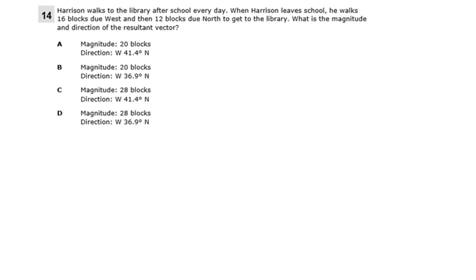Harrison walks to the library after school every day. When Harrison leaves school, he walks 16 blocks due west and then 12 blocks due north to get to the library. What is the magnitude and direction of the resultant vector? Basically what that looks like, we can draw a sketch of that.